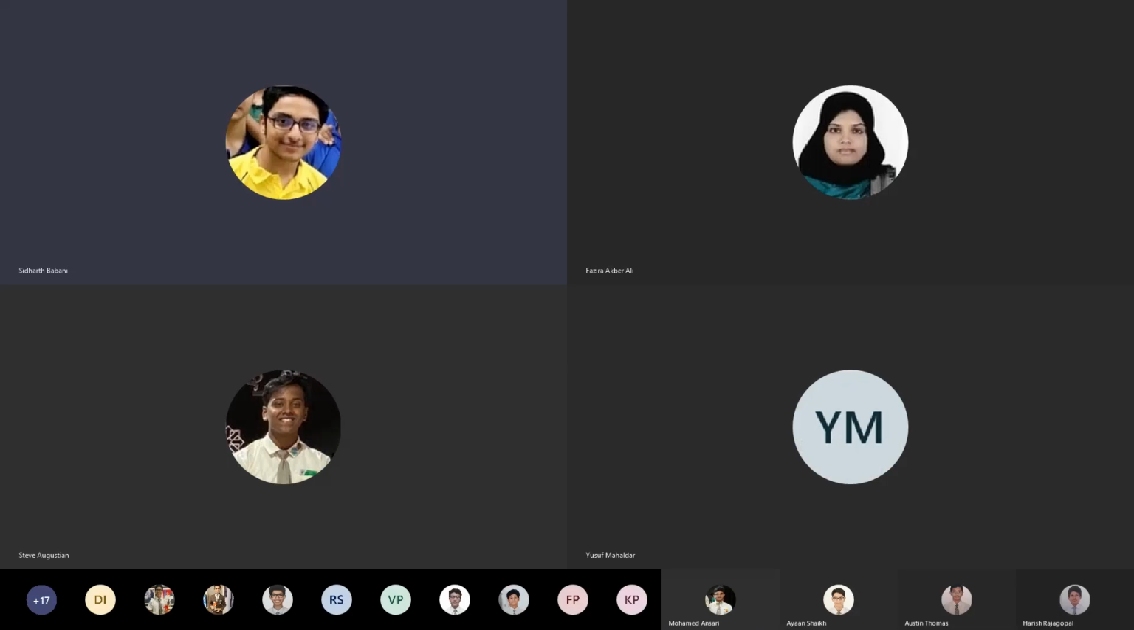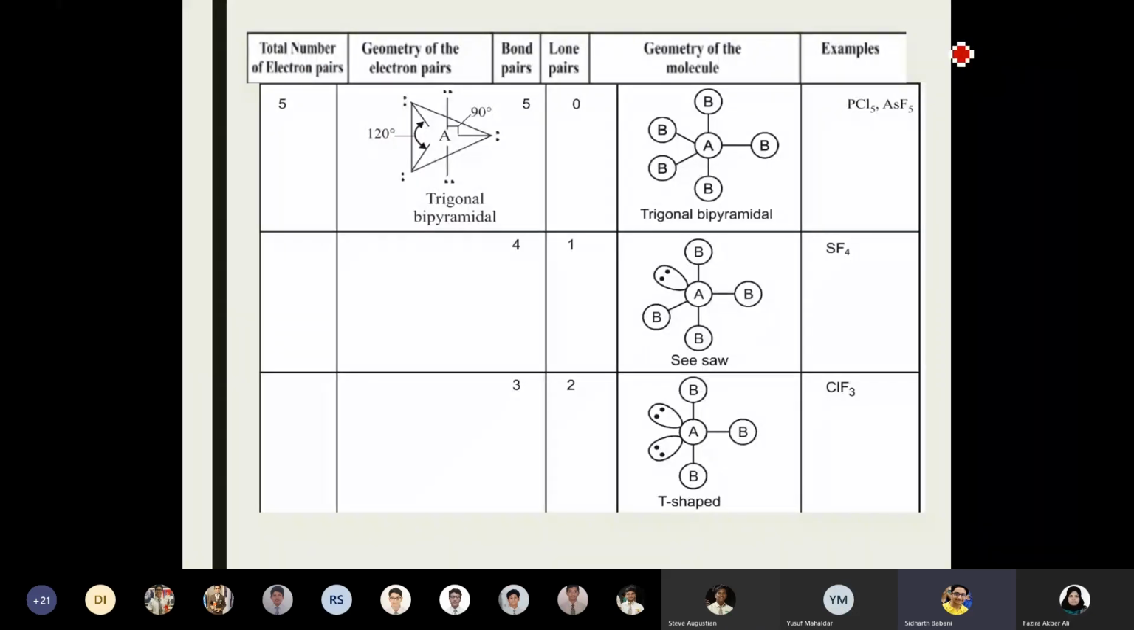That would be a distorted form of the trigonal bipyramidal, and it will be T-shaped. But how to explain the T-shape? As we said, we neglect the lone pair, right? Lone pairs only. That means again you have to start from the chlorine atom.